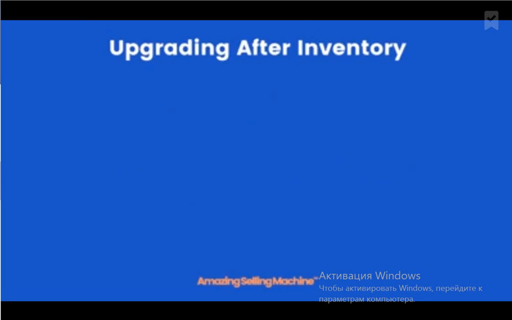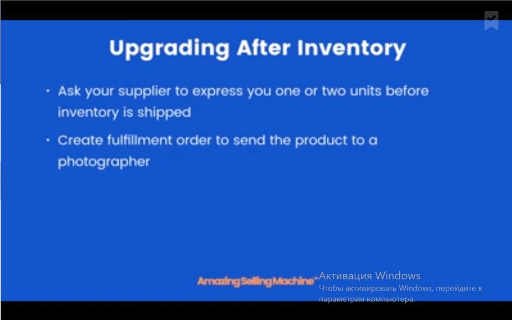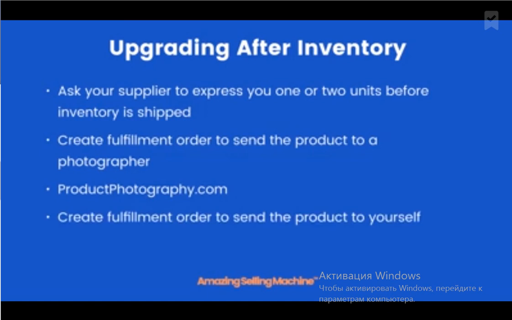Upgrading after inventory. So this is either when you've received your inventory at Amazon, or even if your supplier notifies you that your inventory is ready to be shipped. Ask your supplier to express you 1 or 2 units before the inventory is shipped. Or once your product's actually at Amazon, create a fulfillment order to send the product to a photographer or even photo service. Now, one of the services we recommend is called productphotography.com, but you'll also find more resources inside the private vault. Lastly, create a fulfillment order to send the product to yourself.